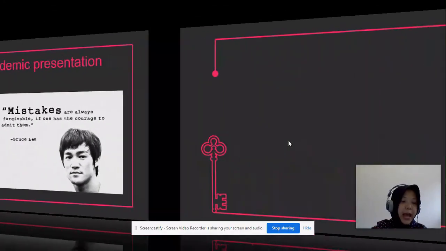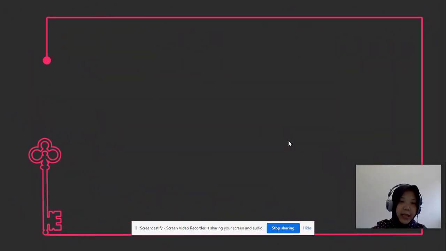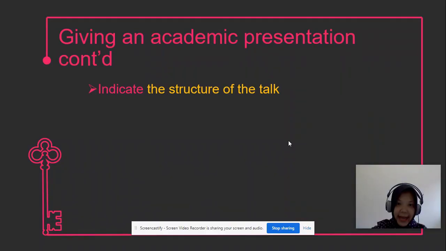Another suggestion is that you need to indicate the structure of the talk. In other words, be purposeful. So you give your audience a clear sense of direction, for example, by stating how and what you'll do it. An example of expression would be something like, today I'm going to give a talk about, today the talk lasts for about 50 minutes. The presentation is divided into 3 main parts.